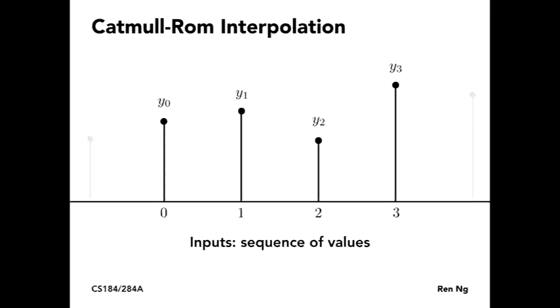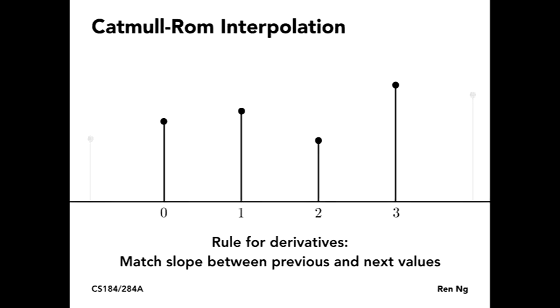Catmull-Rom solved this by saying, well, we've got to come up with some tangent vectors. So you might have a way. Catmull-Rom had their way, and it was like this. The rule for the derivatives that we will use, which is arbitrary but reasonable, is that we'll just match the slope at every data point to the slope between the previous point and the next point. Okay? Just looks like this.